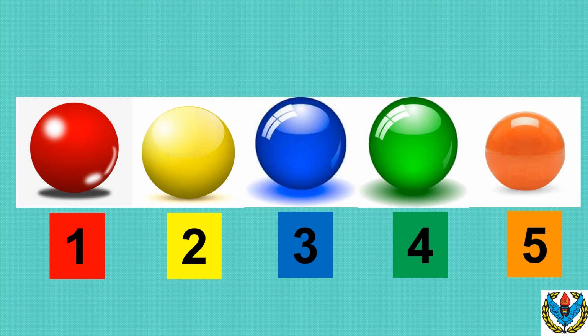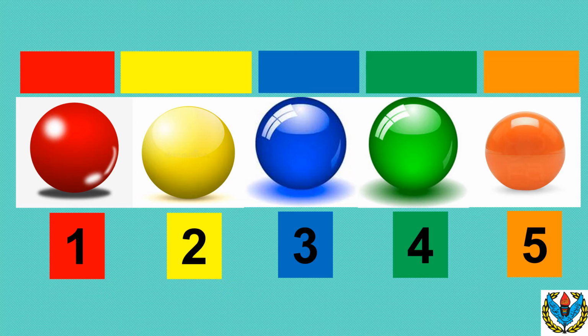Number 5 tells us the quantity of balls. These numbers that you can see right now are the cardinal numbers. Dear students, can you tell me about the position of these balls? Where is the red ball? At which position?